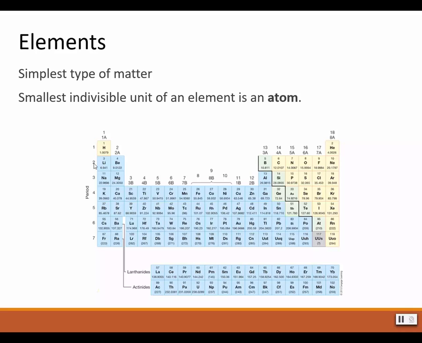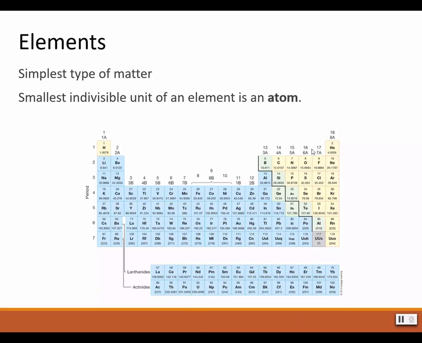Okay? So elements, these beautiful things that are on the periodic table, all of those elements are made of atoms, and each atom for a particular element is identical to an atom in that same element. So for example, all the atoms of lithium are identical to each other but different from the atoms of beryllium or of magnesium. Okay. So elements, simplest type of matter, smallest unit of an element is an atom.